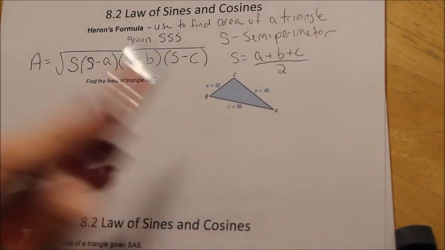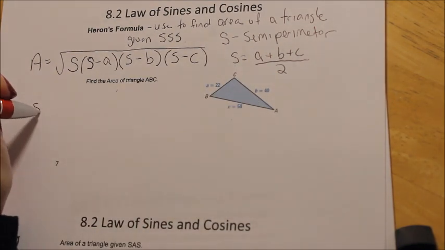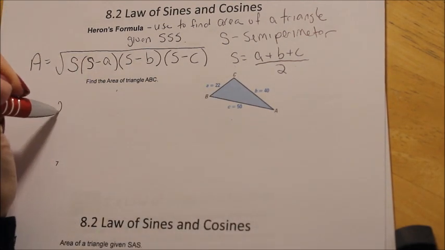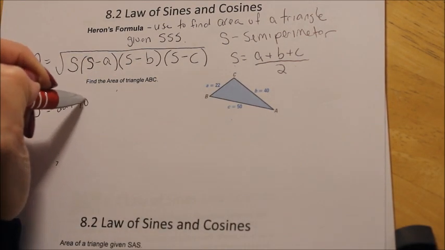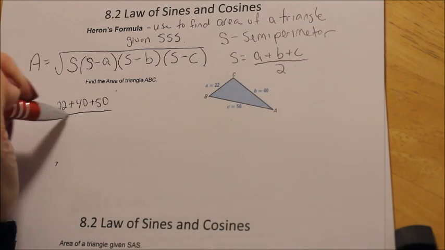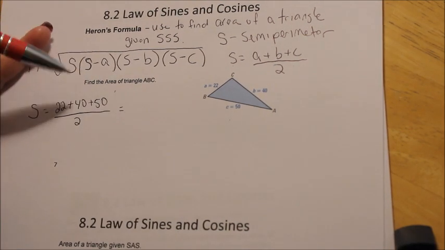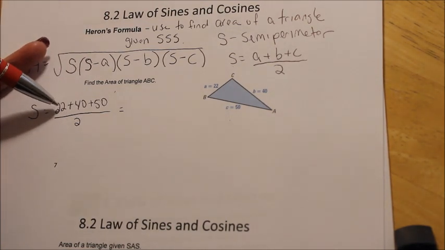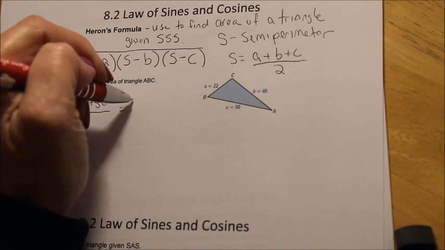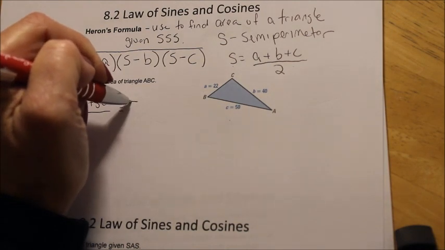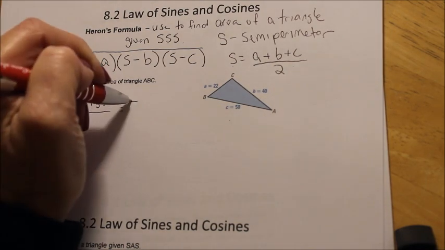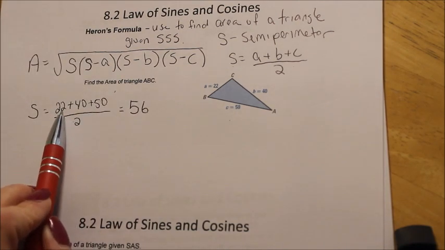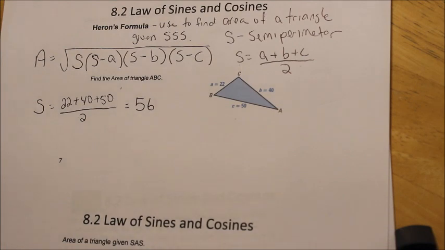So as an example, we want to find the area. You notice we know all three sides. So the first thing you want to do is find your S. And you're going to say 22 plus 40 plus 50. And you're going to divide that by 2. So 90, 100, and 2 divided by 2 is 56. Or is that 112? It's 112, so it's 56, yeah. Because you're going to do 90. Yeah, it's 112 divided by 2. Okay, so there's your S.